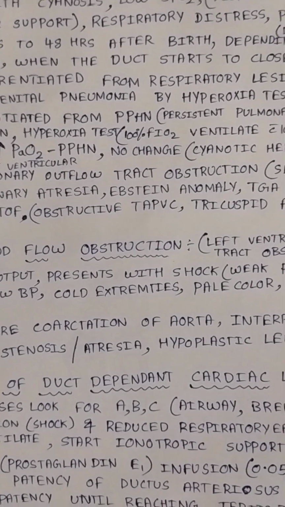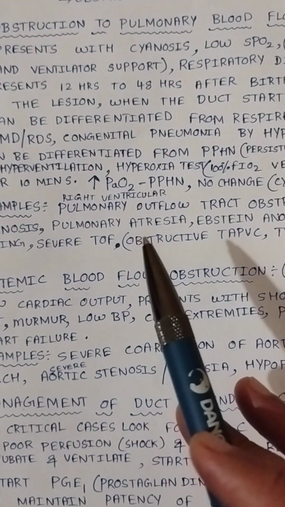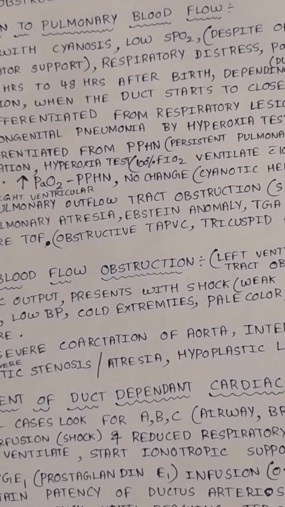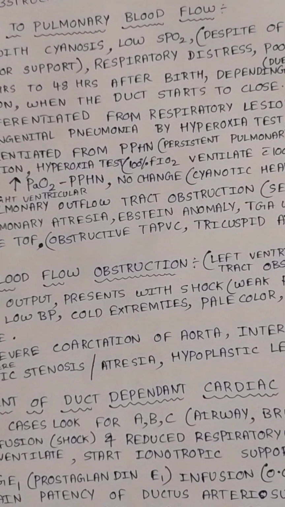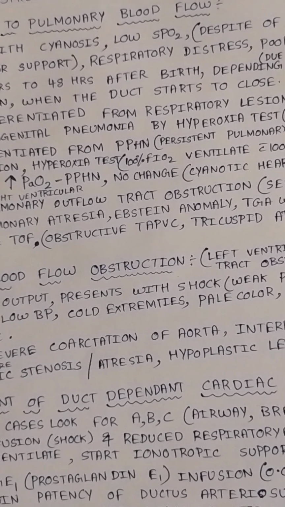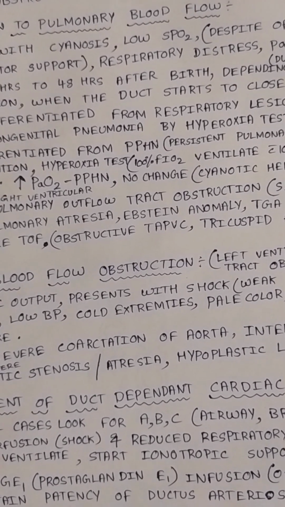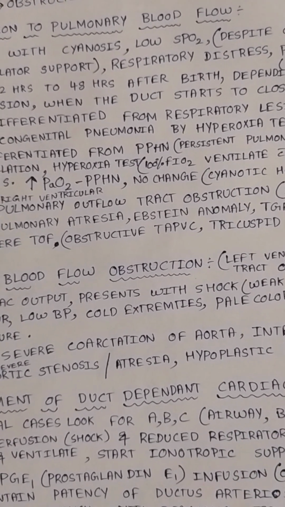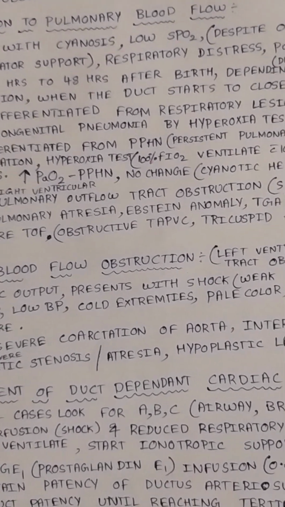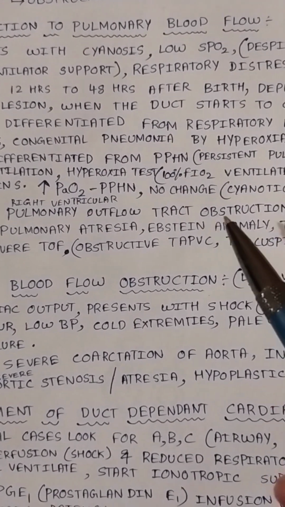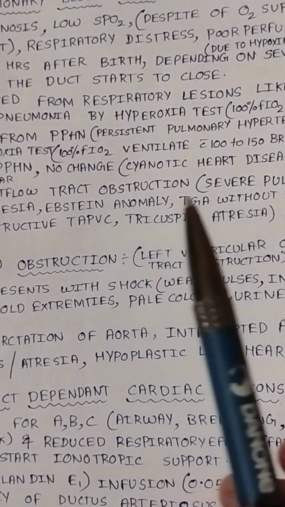So in severe pulmonary stenosis, pulmonary atresia, and also in Epstein's anomaly, the blood from the right atrium will not be pumped properly to the right ventricle, and also there will be obstruction to the pulmonary outflow tract because the tricuspid valve will collapse into the right ventricle and obstruct the pulmonary outflow tract. Due to this there will be pulmonary outflow tract obstruction in Epstein's anomaly.